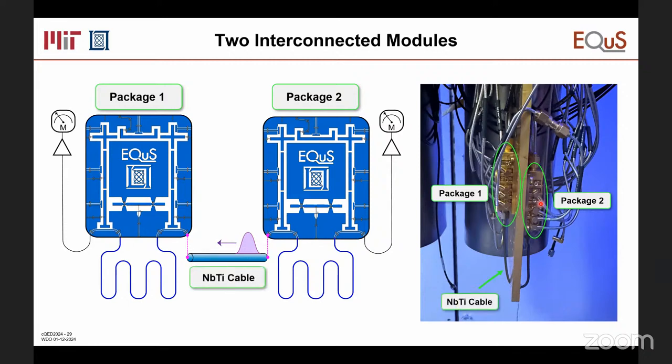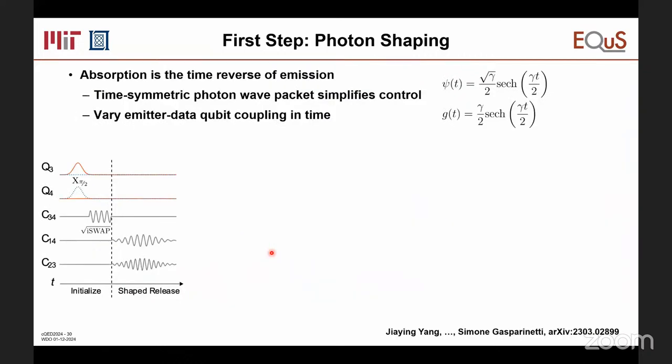Now, you wouldn't want to do this for real because there's lots of losses, say, at the connectors and whatnot. But for a first demonstration, we were able to show that this is sufficient. So the first step is photon shaping. And let me just acknowledge up front, this isn't absolutely required because we have control of how we shift the photon down to the emitters and how we absorb it back. We have full control of that. But it's simpler if we start with something that is symmetric.